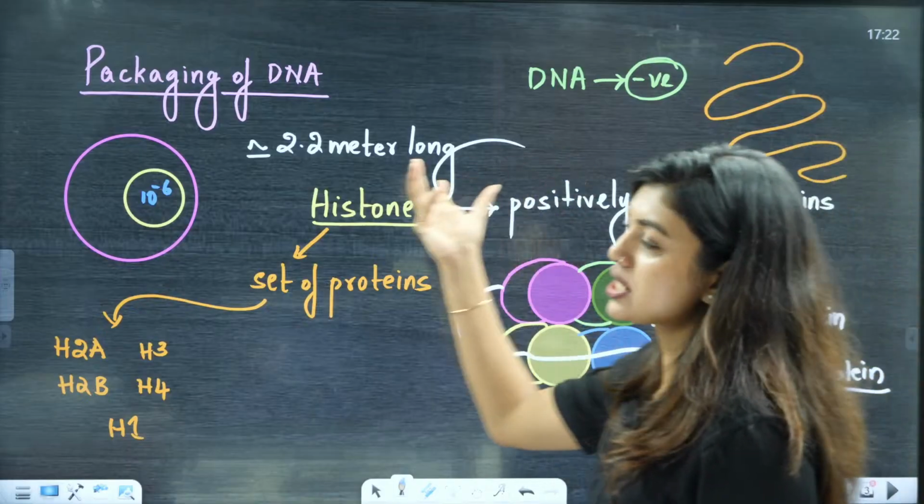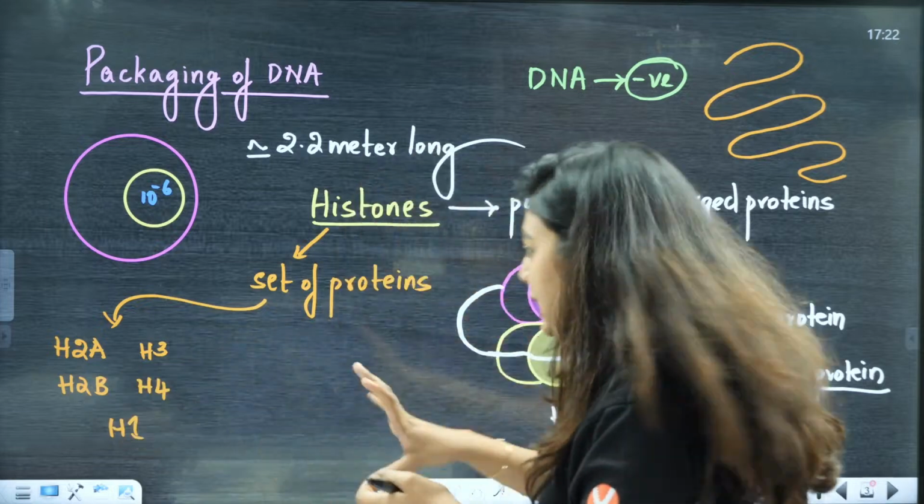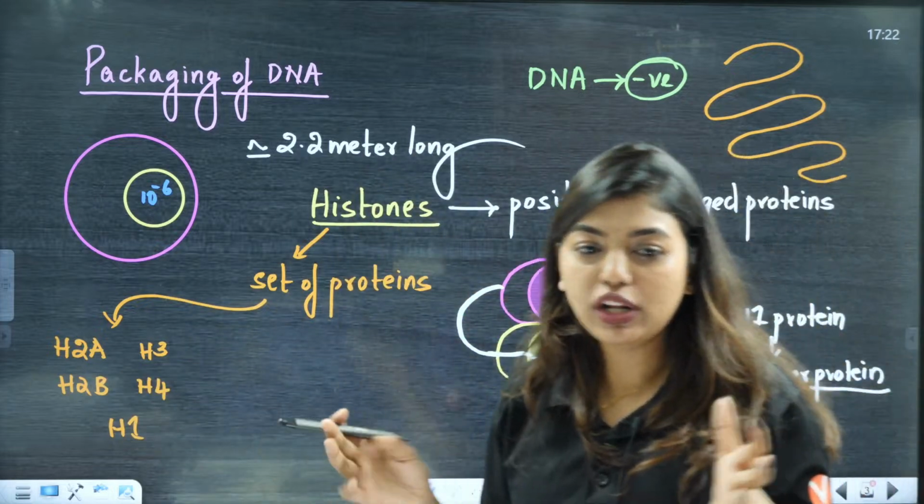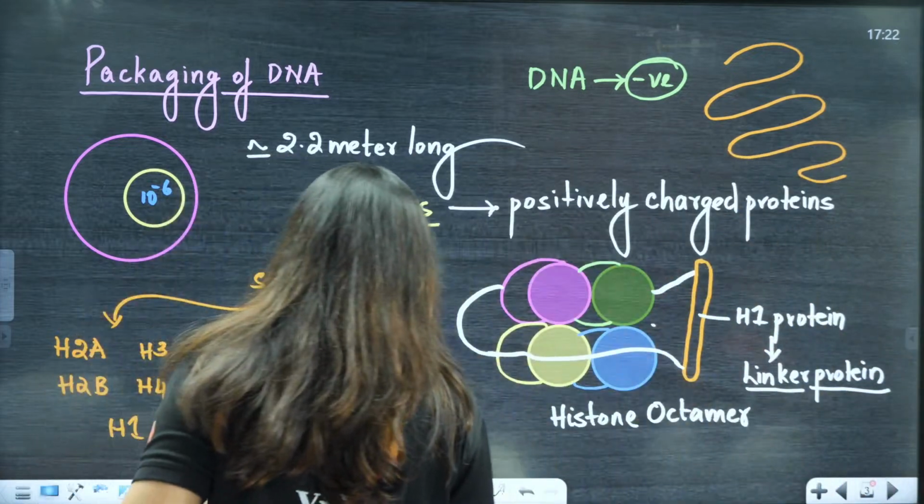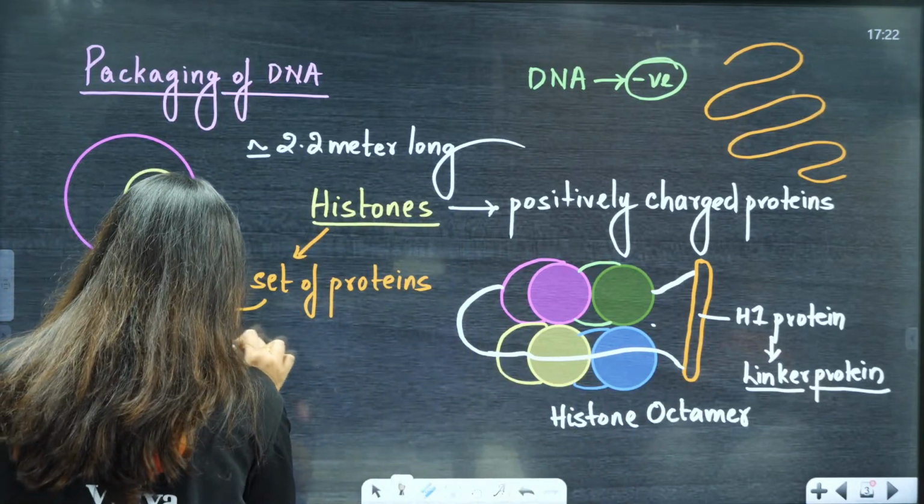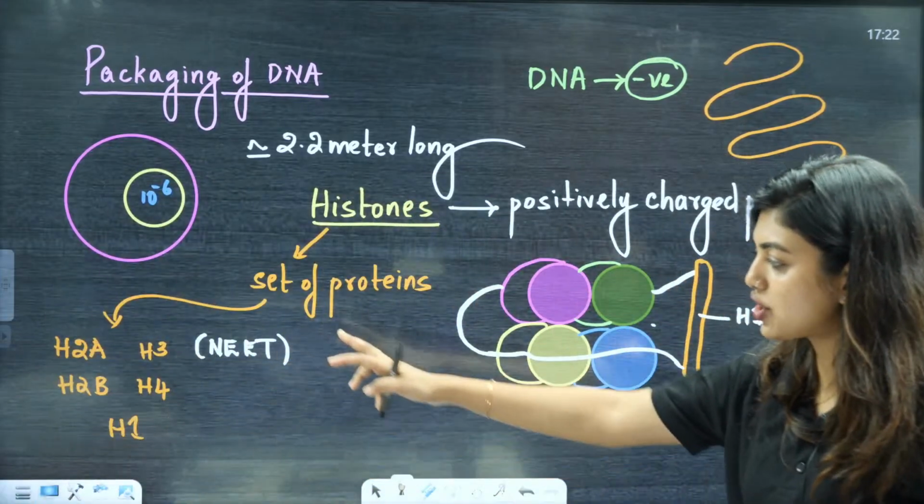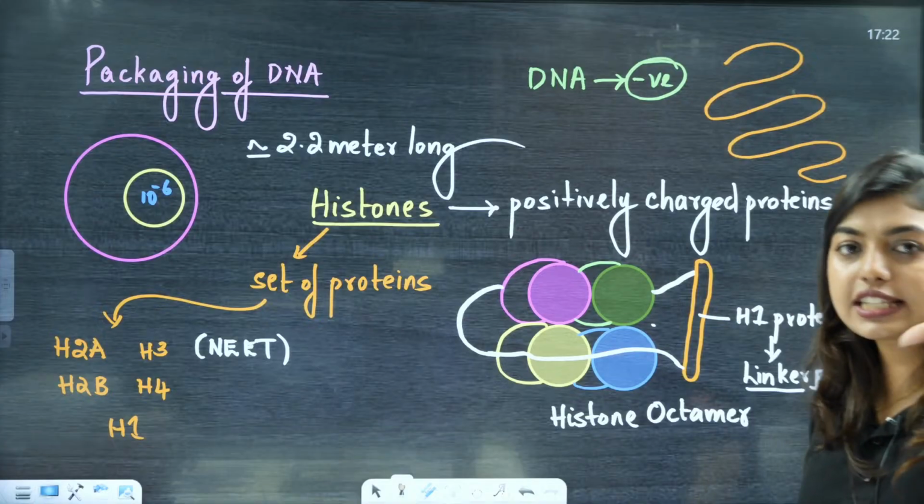So positively charged and negatively charged are going to wind around each other like that. Now what is the set of proteins? This is only for NEET students. This is NEET level only. Okay, H2A, H2B, H3, H4, H1. This is the set of proteins.